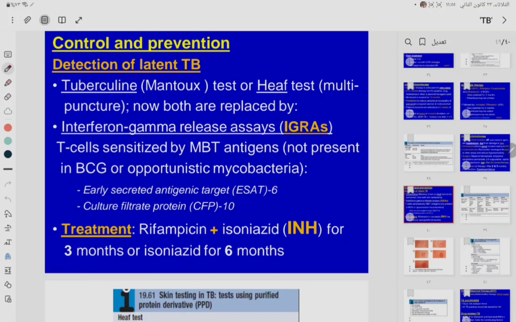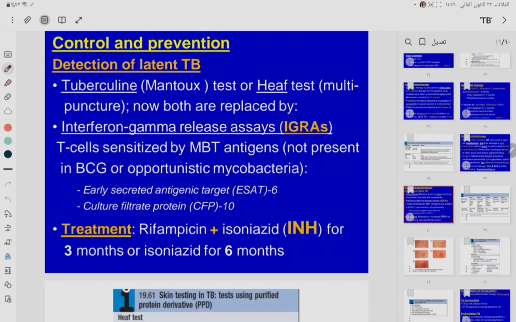When the T cell is sensitized to the mycobacterium antigen, not present... the BCG and the opportunistic mycobacteria. Patients who have had the BCG vaccine will have a false positive tuberculin test, and it might be positive for up to 17 years. And the thing is, the BCG does protect kids from, I think, meningitis, and does not protect from pulmonary TB. So even if the patient is vaccinated with BCG, he might develop pulmonary TB, because BCG protects more against TB meningitis.